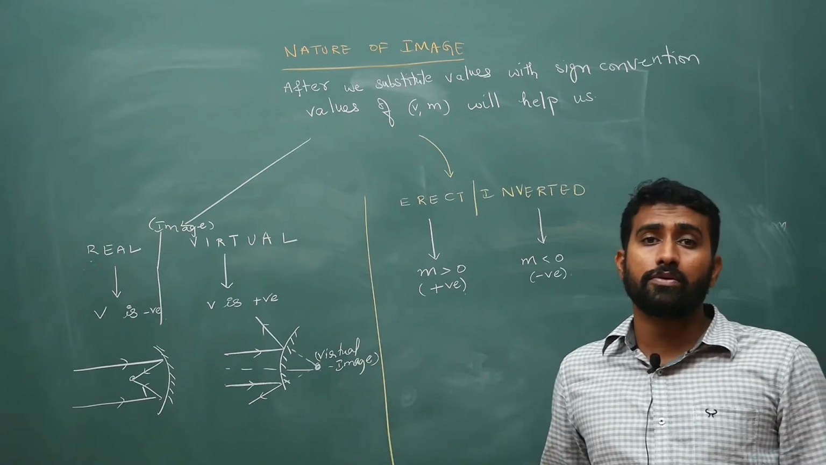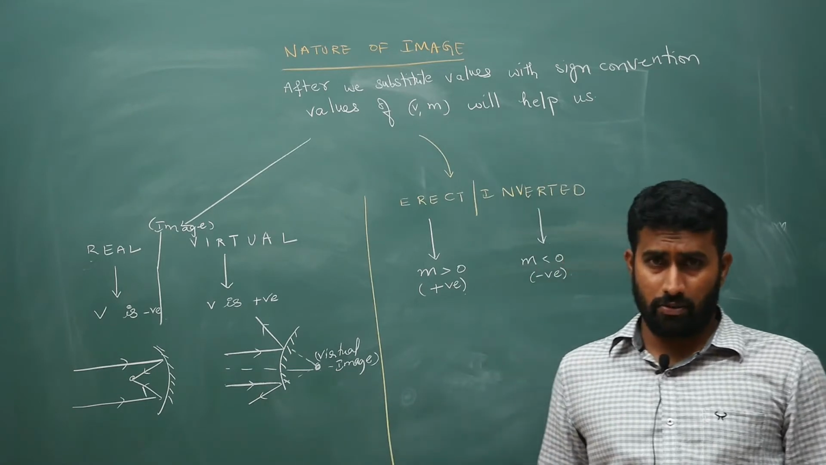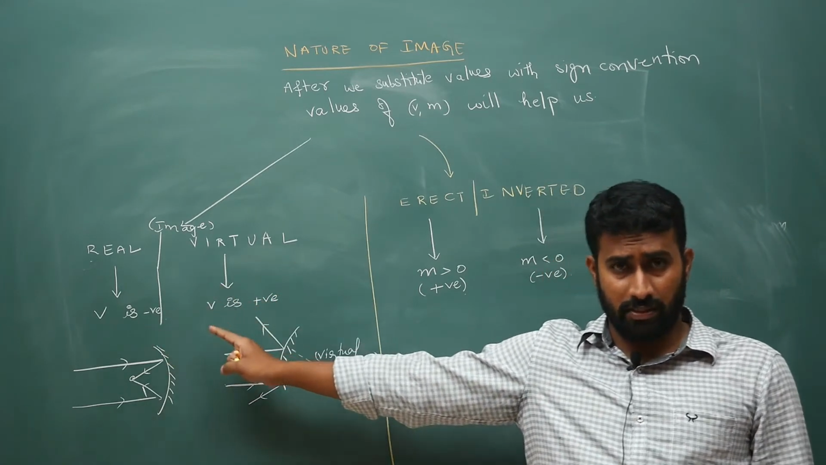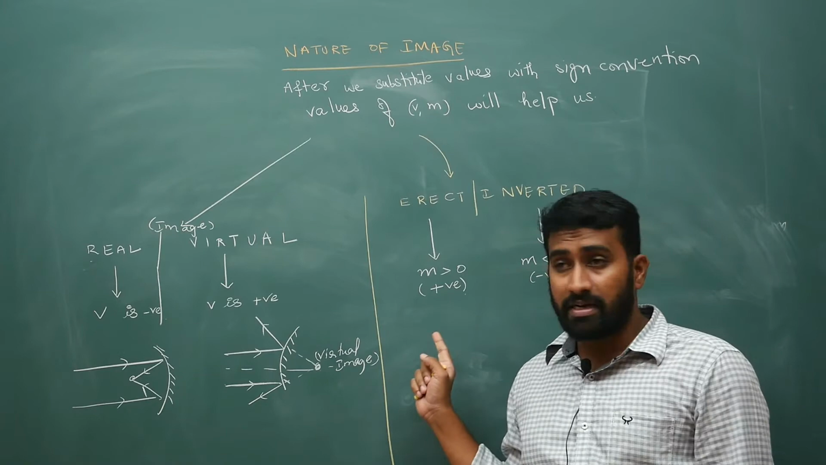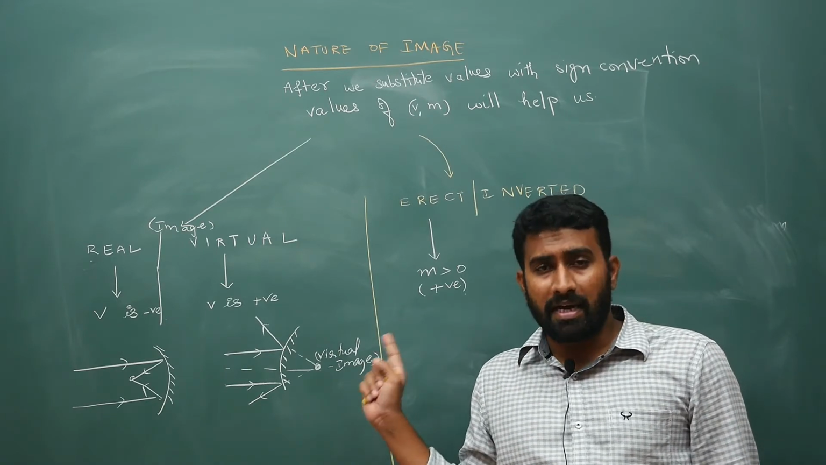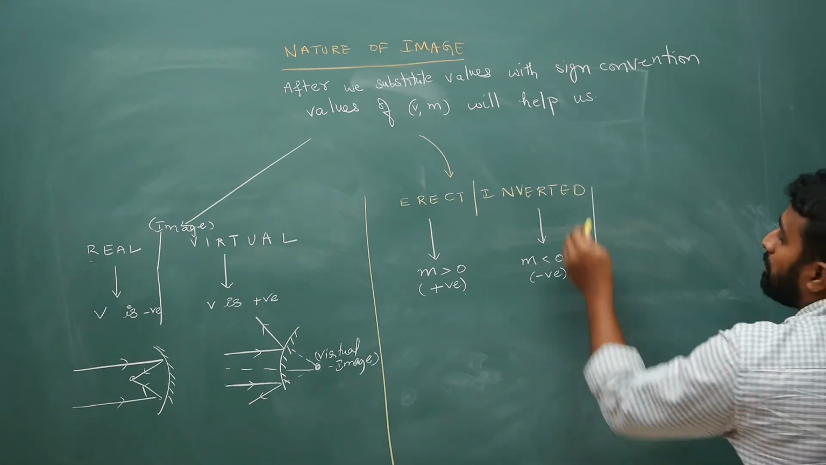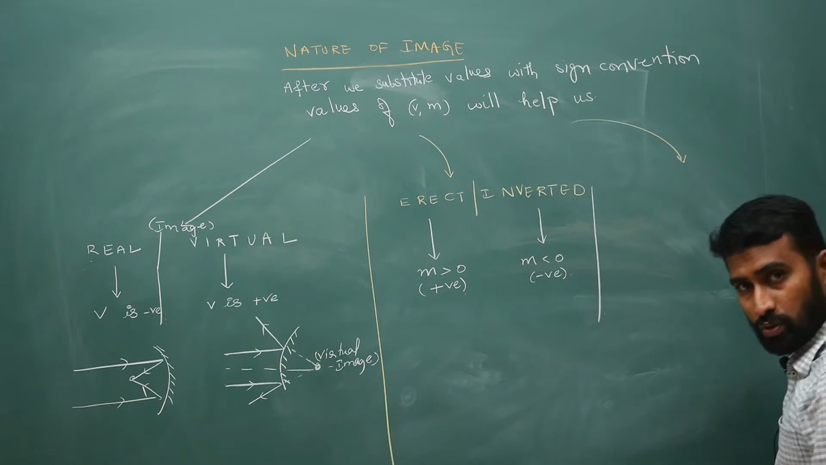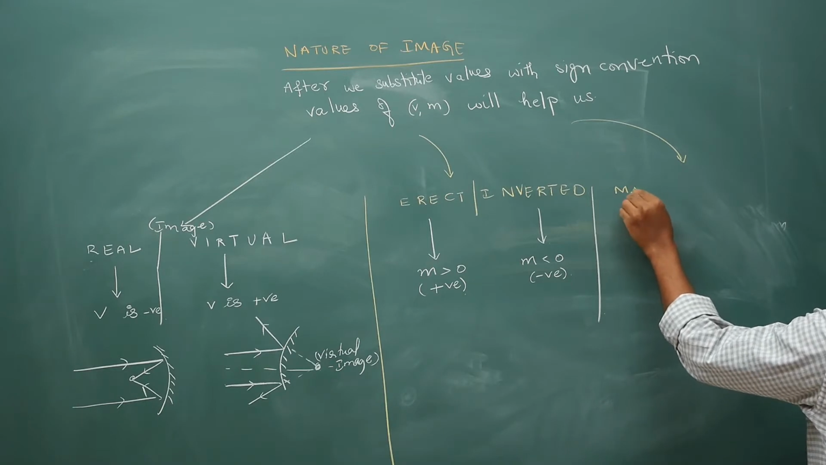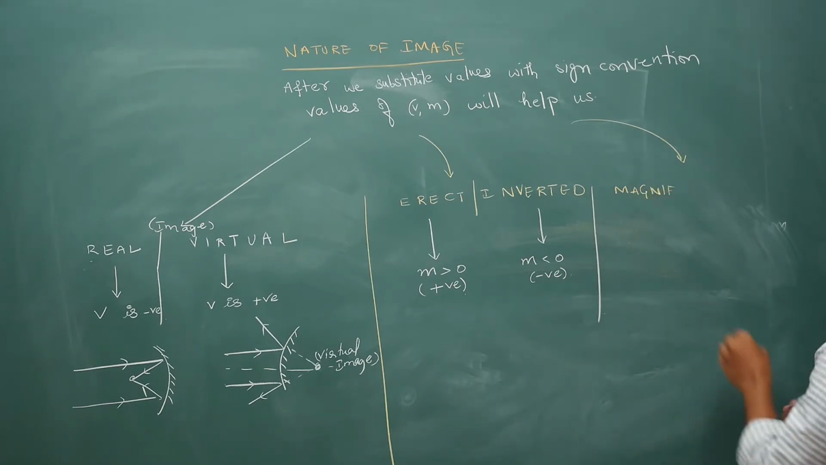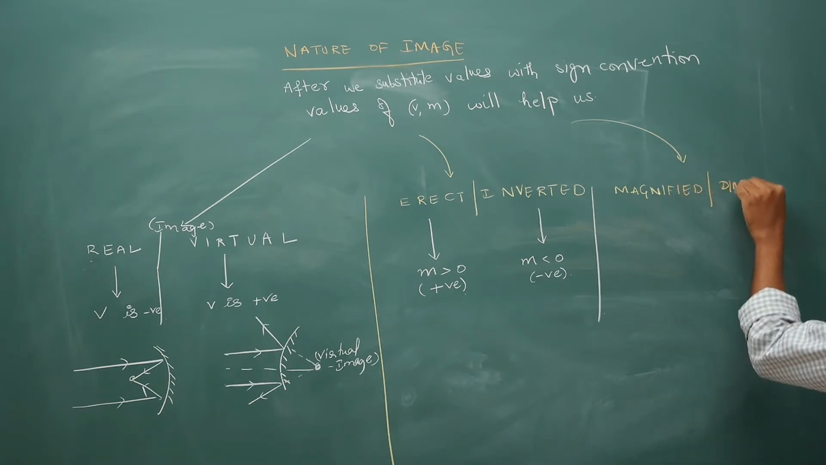Then accordingly you have to draw the ray diagram. Without doing calculations, please do not try to draw the ray diagram. So in the nature, first part is real or virtual, decided by V. Next part is erect or inverted image, that is decided by the magnification factor M. Then your last part is you should also be able to tell whether the image is magnified or diminished. I can write it as magnified or diminished image.